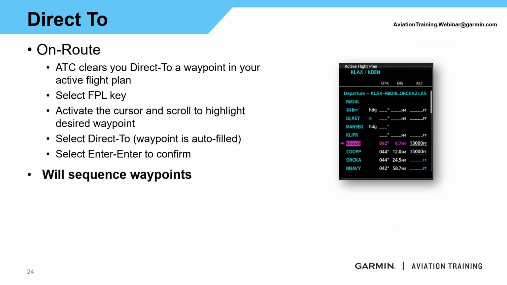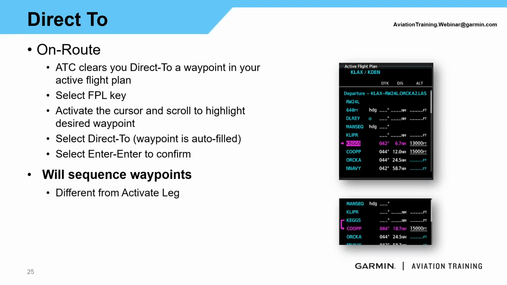So there is the Direct To. I have magenta with a single line to KEGS. That definitely will sequence on the waypoints. That is different from activate leg. So KEGS went present position to KEGS, right? That was a direct to KEGS, present position. But if I was given a clearance to intercept KEGS to COOP, then I would want to activate that leg.